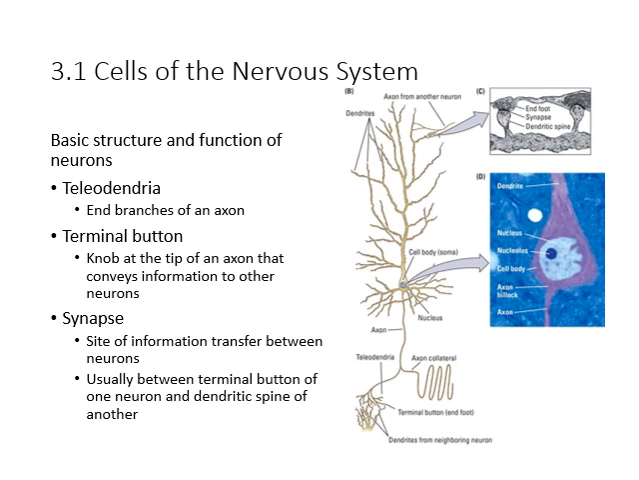Telodendria are the end branches of an axon, which terminate in the terminal button, which, as we learned before, is the knob at the tip of the axon that conveys information to other neurons. And importantly, the synapse is the site of information transfer between neurons. This is usually between the terminal button of one neuron and the dendritic spine of another neuron. And that's something we're going to talk about in more detail in the next chapter as well.